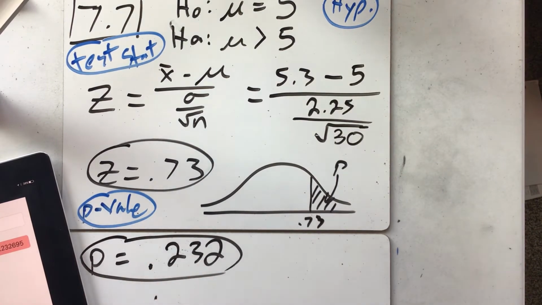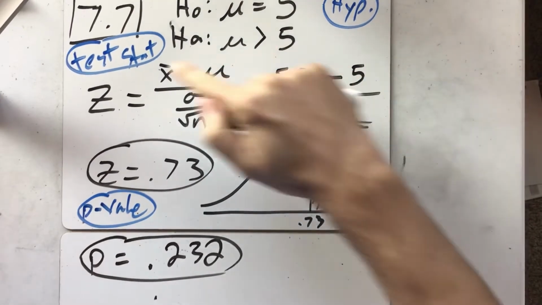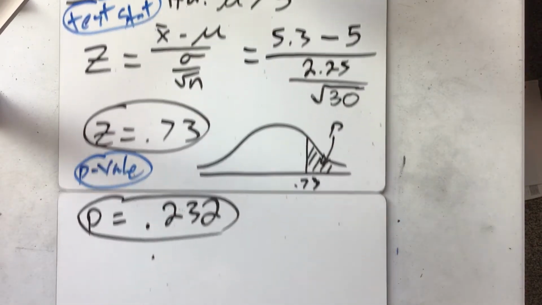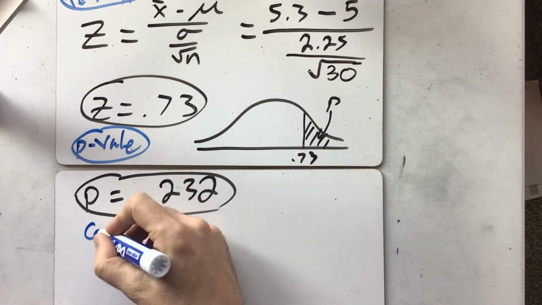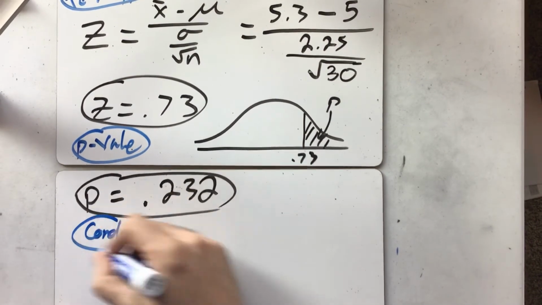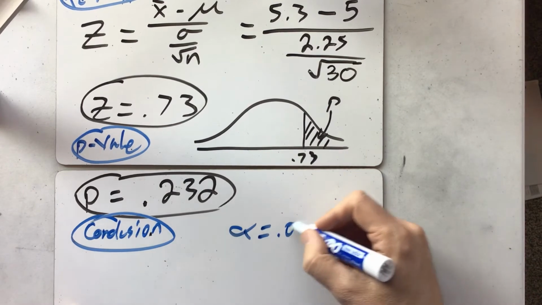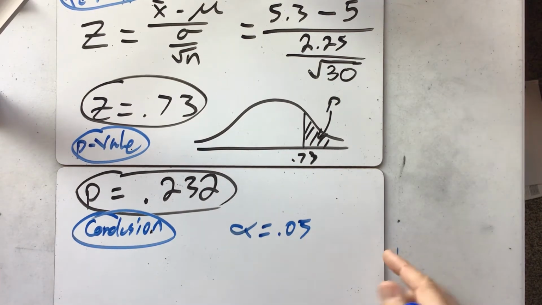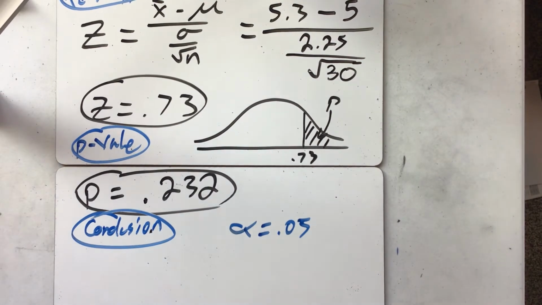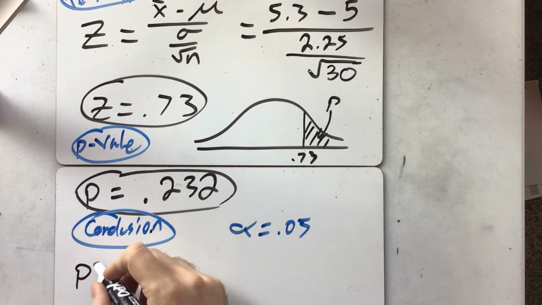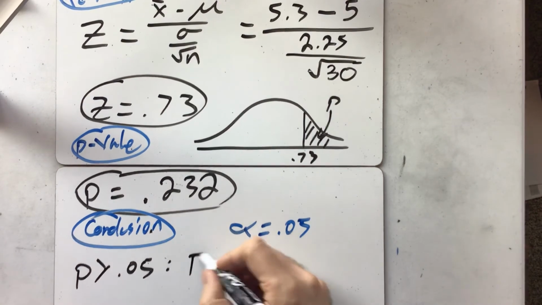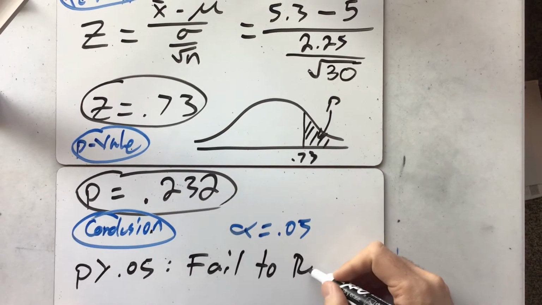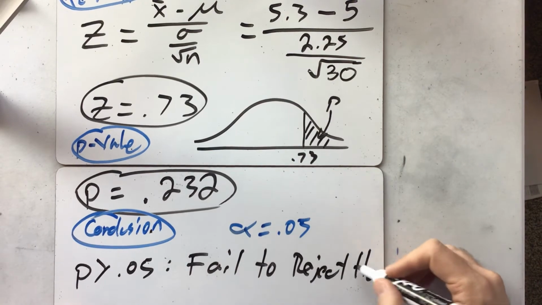Okay, so we always kind of follow the same basic pattern. We got our hypothesis, our test statistic, our p-value, and now the last thing that we're going to do is come to a conclusion. And our conclusion here, we had alpha equal to 0.05, so we're going to compare this p-value to 0.05. And notice a p of 0.23, we're looking for really small p's in order to reject. 23% is not a really small percentage, so we're never going to reject with this. But to say it more specifically, our p is greater than 0.05, so we fail to reject H naught.